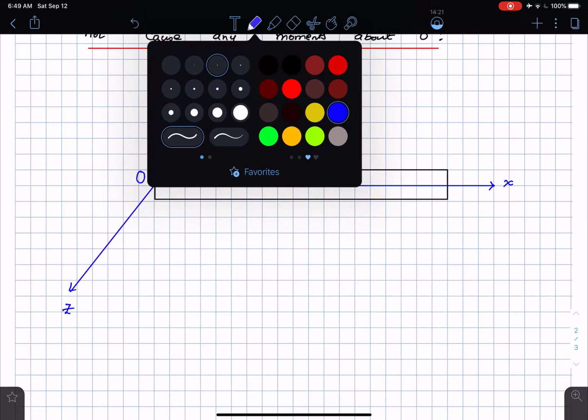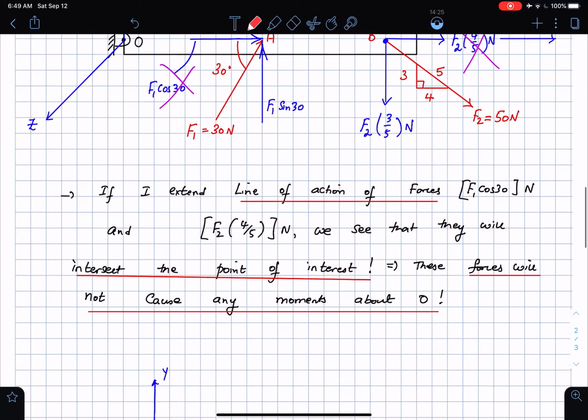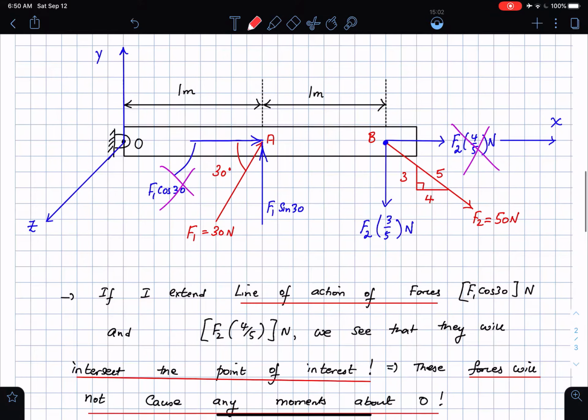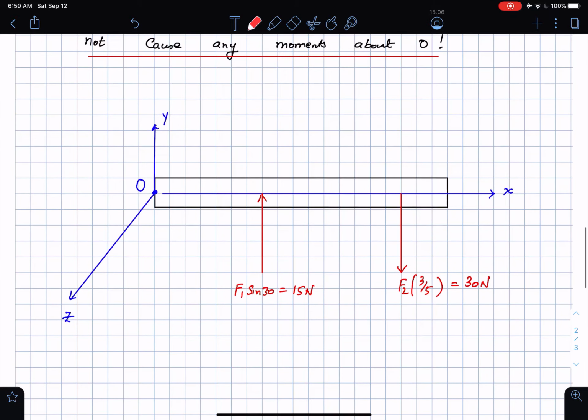And then I had my forces. The only forces which are now of interest to me are F1 sine 30, which is acting here. I'm planning to draw a vertical line. Then I have this force here, which is the 3/5 Newton. So for me this force is going to be F1 times sine 30, which is 15 newtons, and this is going to be F2 times 3/5, which is going to be 30 newtons, where F1 and F2, we knew the magnitudes of these, 30 and 50 newtons. So this is all I'm doing, the simplification.